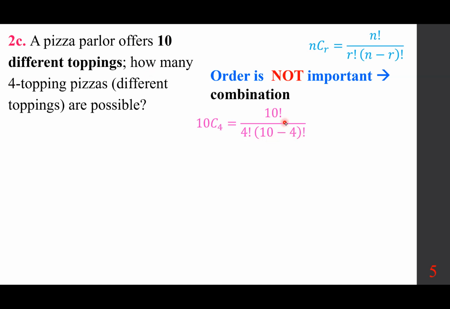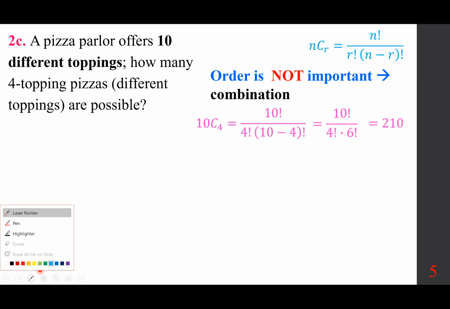This becomes 6 factorial. Now, on a normal basis, you can put it in a calculator to do the job, and it will give you the answer 210. However, if you want to know how to simplify it in case you're doing it by hand, I will show you how it's done when you are dealing with this case.